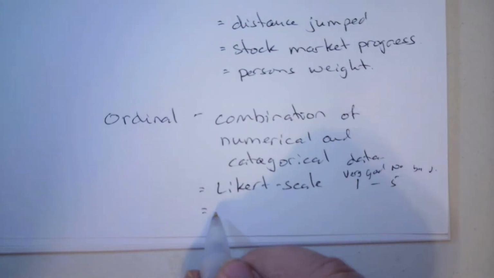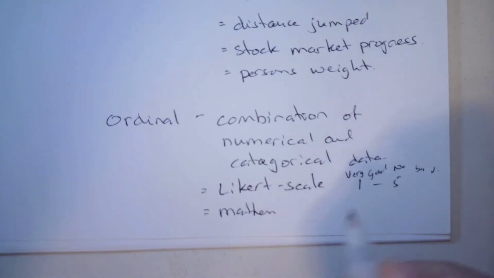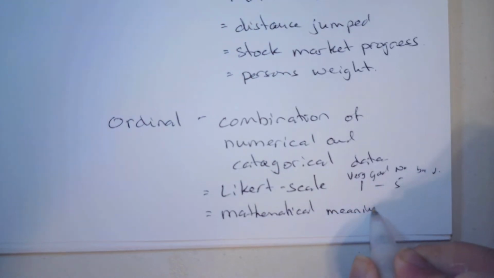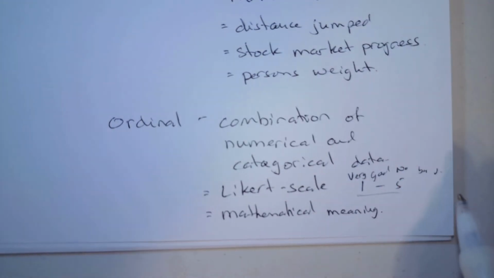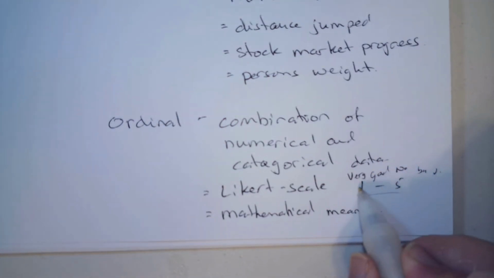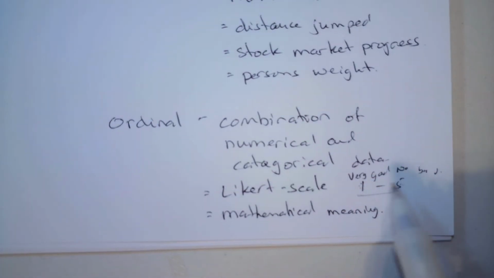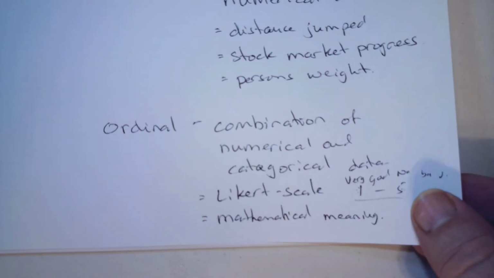These are questions that actually have mathematical meaning. More than a yes or no question. This one has, since it's varying from very good to very bad, and also it doesn't matter how you do this. A lot of people have the smaller numbers very bad to the highest numbers very good. So I had this one backwards. All right. So those are the three types of data that we can have.